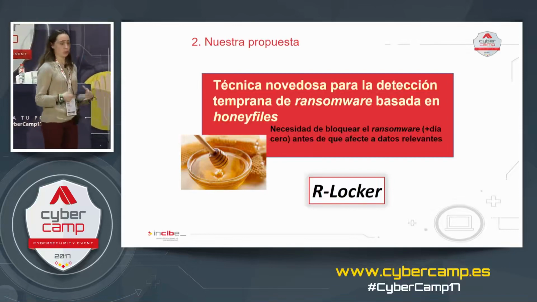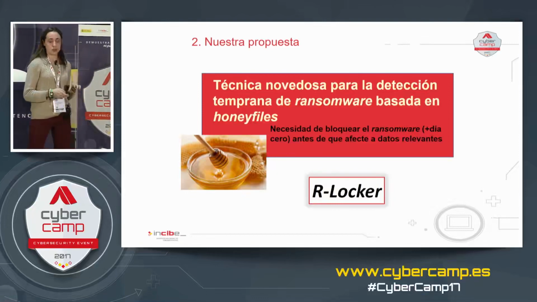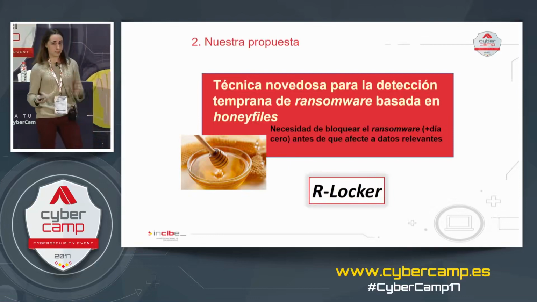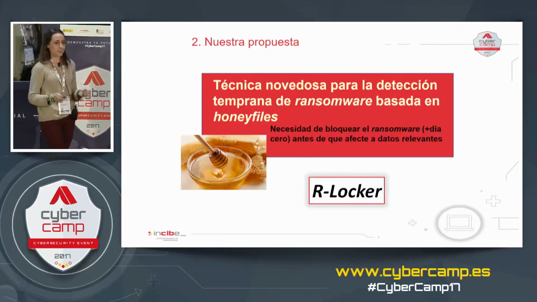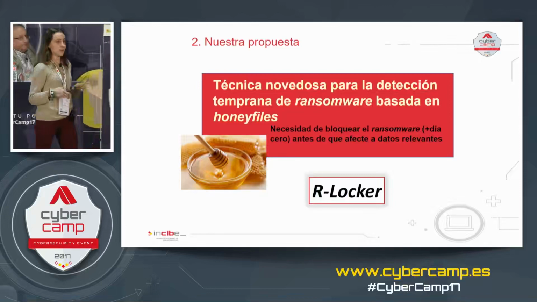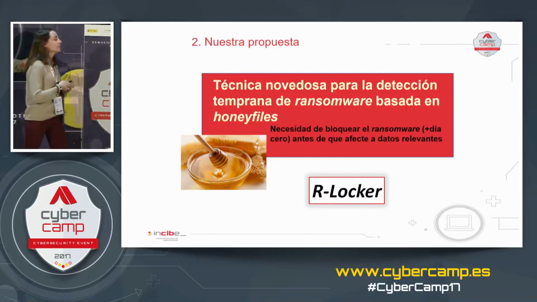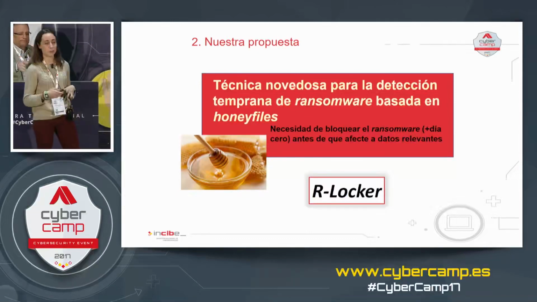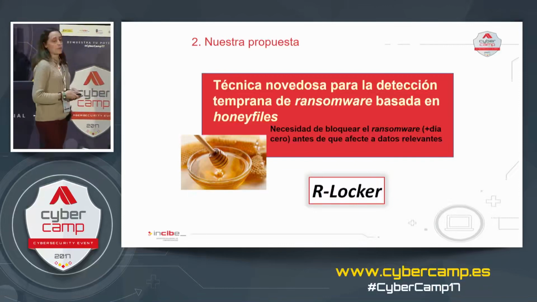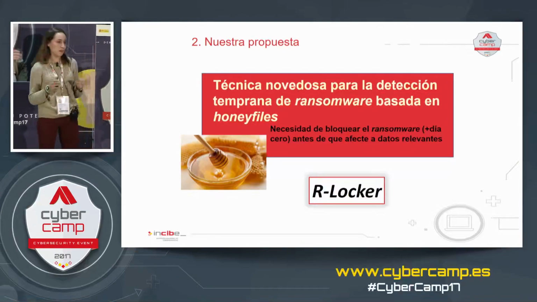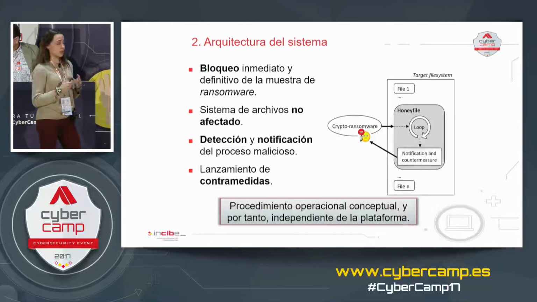As Jose Antonio has said, we focused on encrypting ransomware, the more harmful kind. Once they infect our files, if we don't have the private keys, we won't be able to decrypt them. So we need to be able to detect and block ransomware before that encryption takes place. We designed an early detection system for ransomware based on honey files. Honey files is the name we've given to our trap. We've called this tool R-Locker, which is a pun between ransomware and locker.